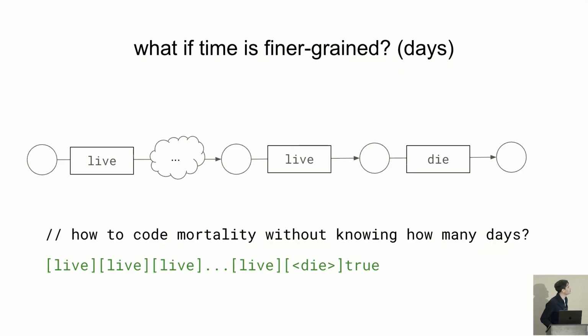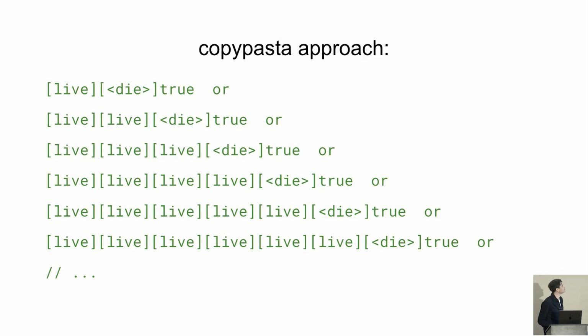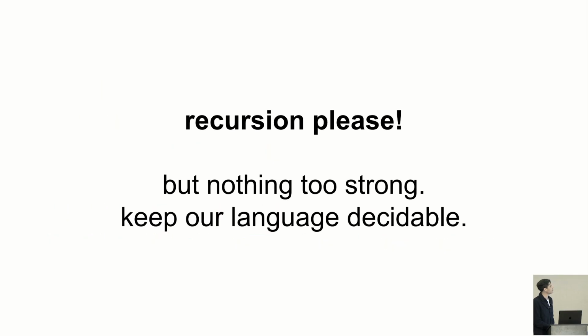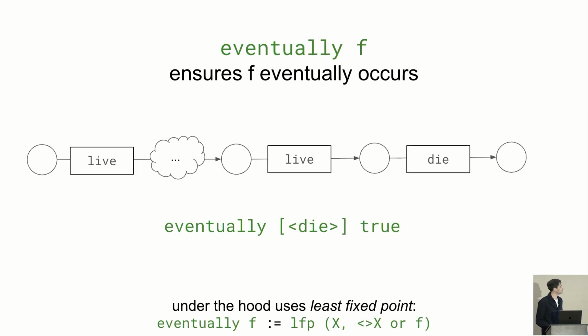What if time is finer grained in days? I mean, we don't know how many days Socrates is going to live. It's just going to be like this long chain of live. What are we going to do? I mean, we could do this copy-paste thing where we handle every single case for every amount of days he might live. But what we really wish we had is some recursion, but nothing too strong because we want to keep our language decidable. So I'll introduce you to a new operator called eventually.